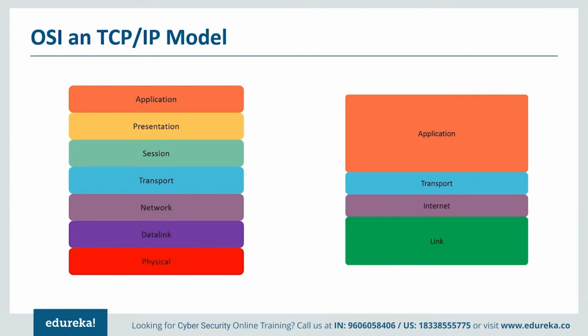When it's received from the network, it goes from the bottom up: we receive it on the physical layer, it gets handled by the data link and then the network, up to the application layer. So basically, when a packet is going out, it goes from the application down to the physical, and when it's coming in, it goes from the physical through the data link, then the network, transport, session, presentation, and application, and finally to the target system.